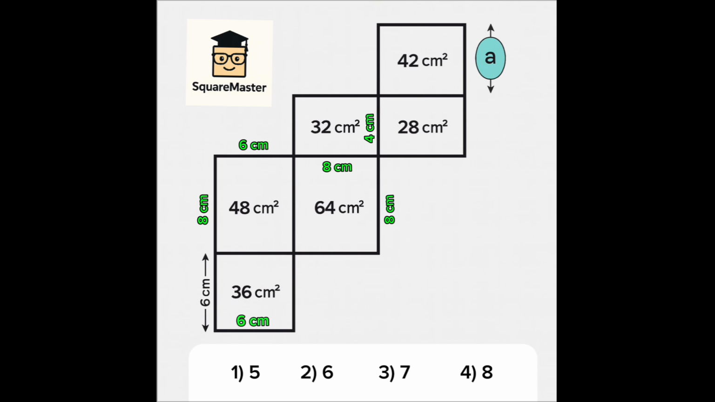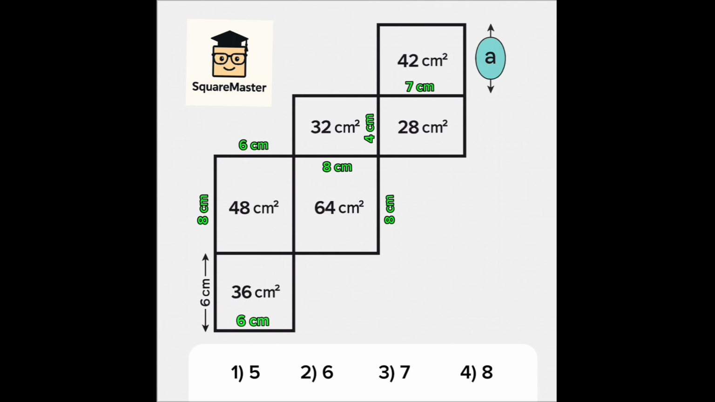That width of 4 continues to the next rectangle, the one with 28 square centimeters. If the width is 4, its length must be 28 divided by 4, which equals 7 centimeters. Finally, that length of 7 centimeters matches the top rectangle with an area of 42 square centimeters.